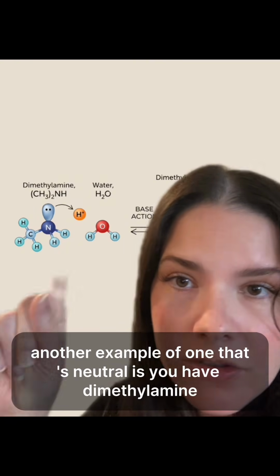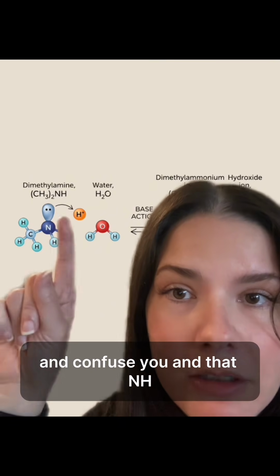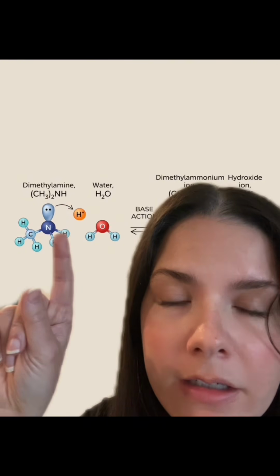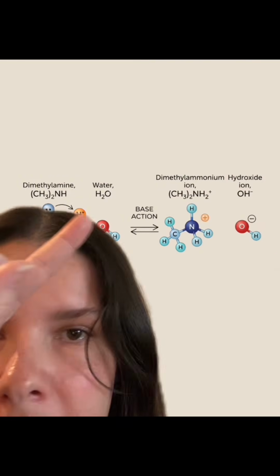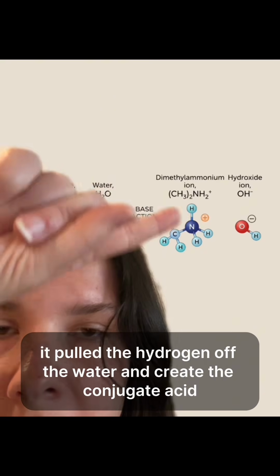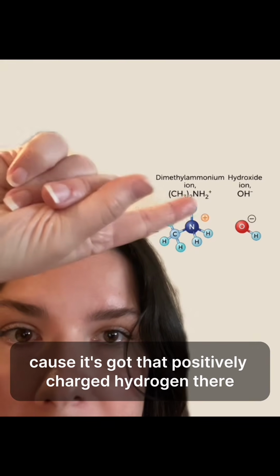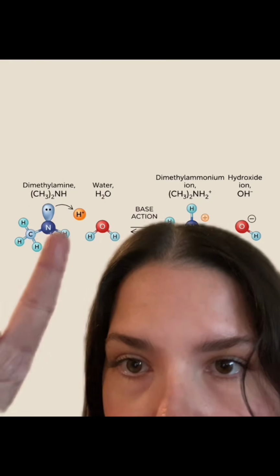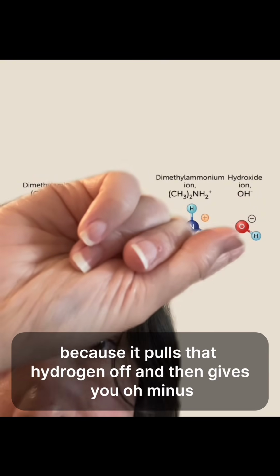Another example of one that's neutral is dimethylamine. This is something similar to what might pop up on your exam and confuse you. And that NH, so then it has 3 bonds there on the nitrogen, and then it has a lone pair. So it's still going to act as a Lewis base. And then over here you have the conjugate acid. It pulled the hydrogen off the water and created the conjugate acid. This one is considered an acid because it's got that positively charged hydrogen there. So base, acid. And so this base creates a basic solution because it pulls that hydrogen off and then gives you OH minus.